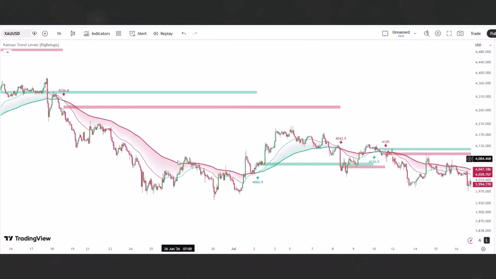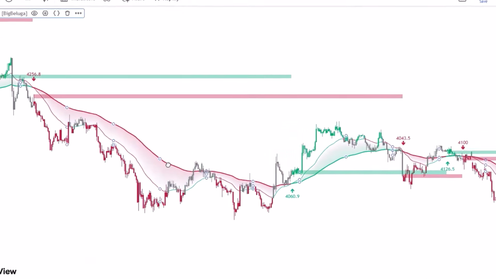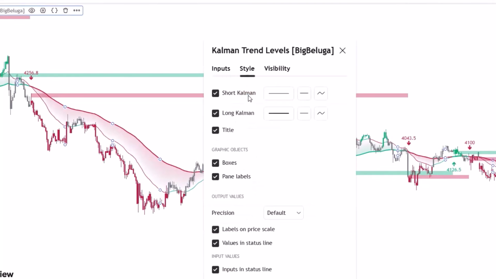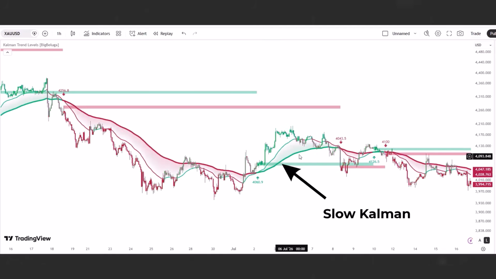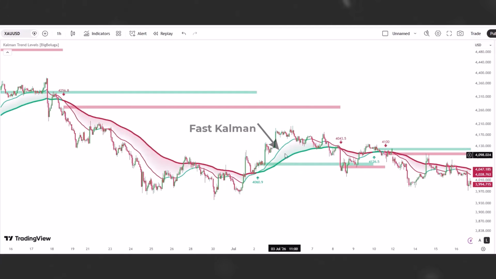At first glance, you'll notice two Kalman lines. They may look very similar, so let's make them easier to distinguish. Open the indicator settings, go to the style tab, increase the thickness of the long Kalman line, and click OK. Now it's much easier to tell them apart. The thicker line is the slow Kalman, while the thinner line is the fast Kalman.